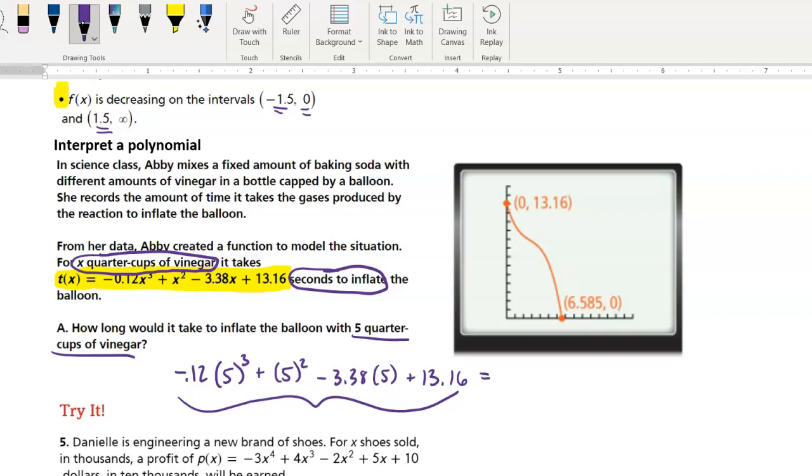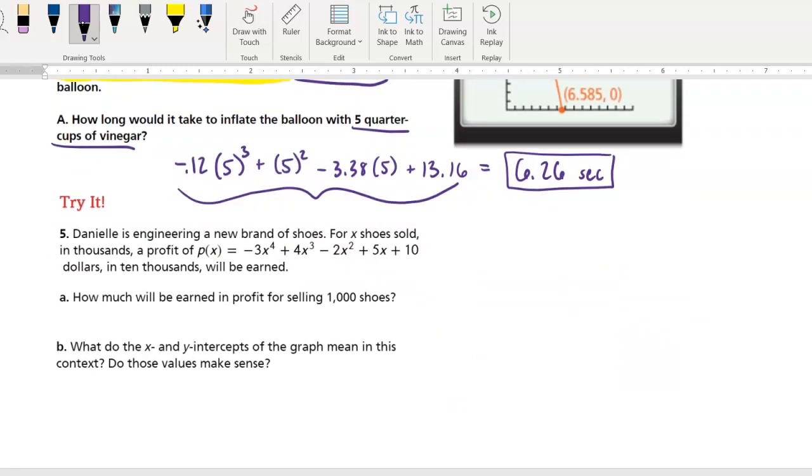So make sure that you put the numbers inside of parentheses and an exponent outside the parentheses. Otherwise, if you do that correctly, you'd end up getting 6.26. So that would be seconds as your answer. Now that one's pretty straightforward. Let's look at this one. This one's a little bit more tricky. So here's the function.